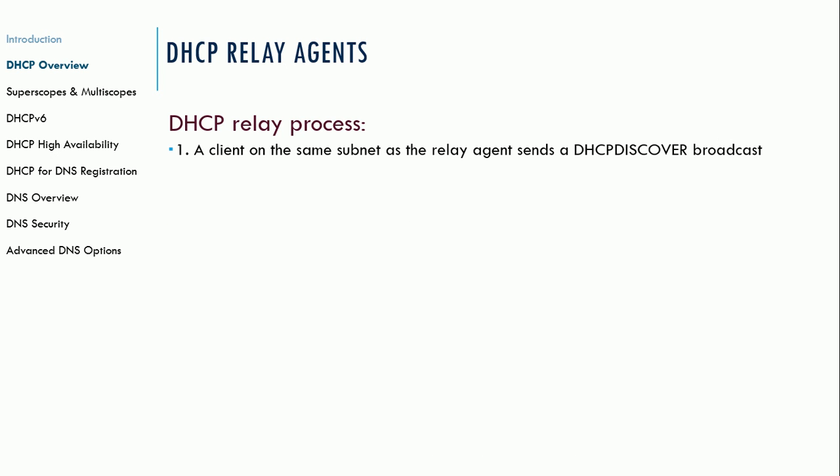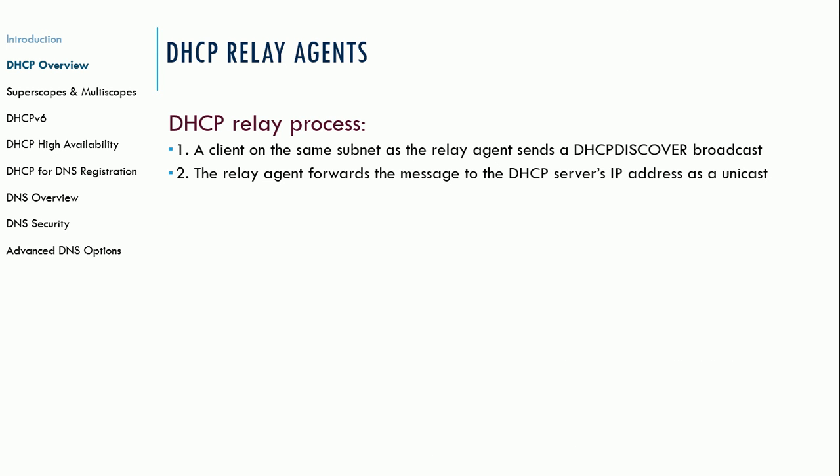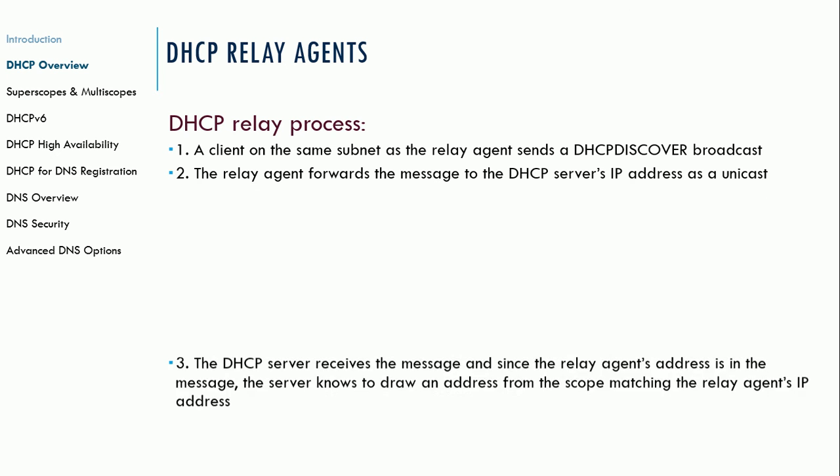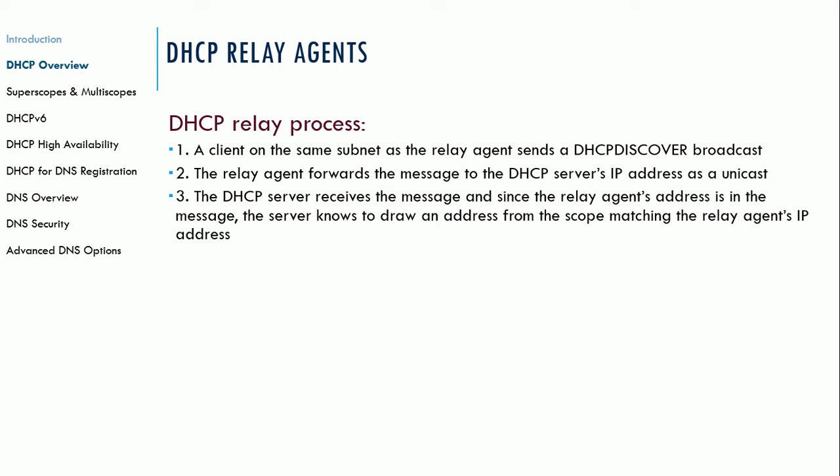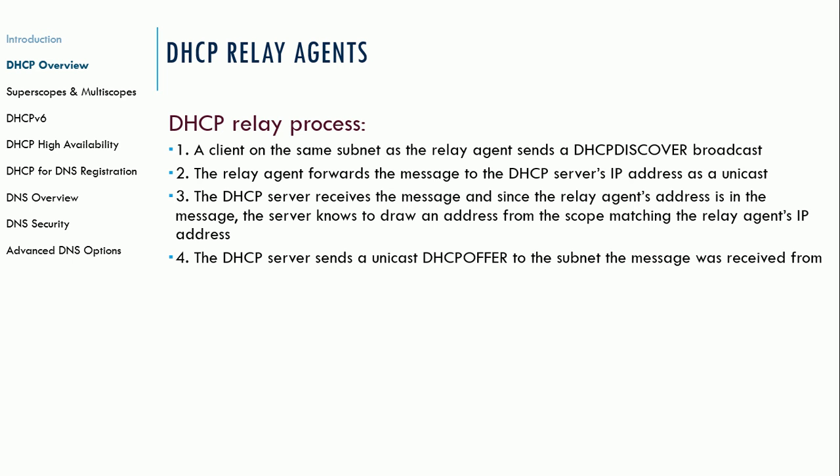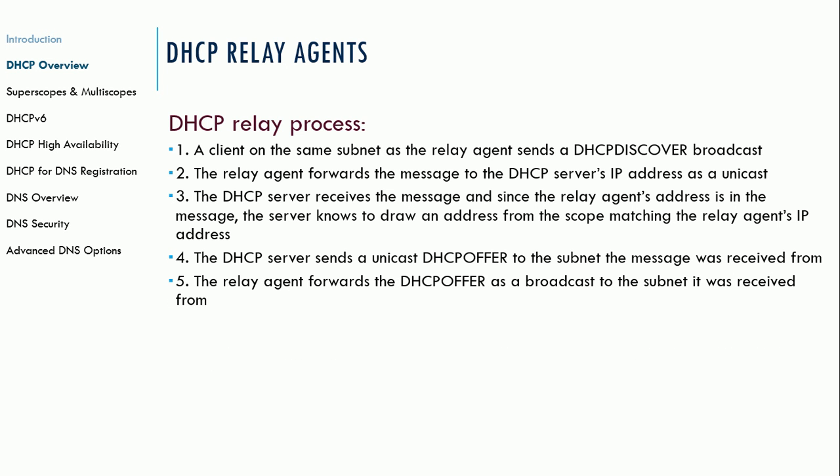So the relay process is basically the client is on the same subnet as the relay agent. It sends that discover broadcast. The relay agent then forwards that message to the DHCP server with a unicast, and it can route that because it's a normal IP device. And then the DHCP server receives the message, and since the relay agent's address is in the message, the server knows to draw an address from a scope matching the relay agent's IP address. Then the DHCP server sends a unicast offer to the subnet the message was received from. The relay agent forwards that offer to the broadcast and broadcasts it to the subnet it was received on.